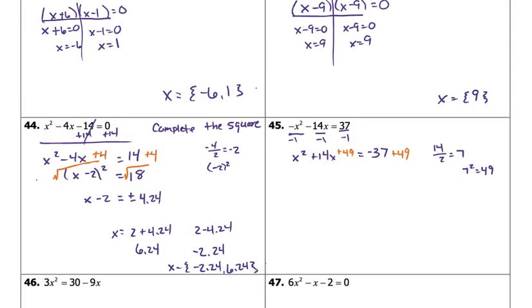And then we're going to rewrite this. So this will be x plus 7 squared. We did that on purpose. 7 times 7 makes 49, and 7 plus 7 makes 14. We wanted that. Negative 37 plus 49 is 12. Now we're going to go ahead and take the square root of both sides.